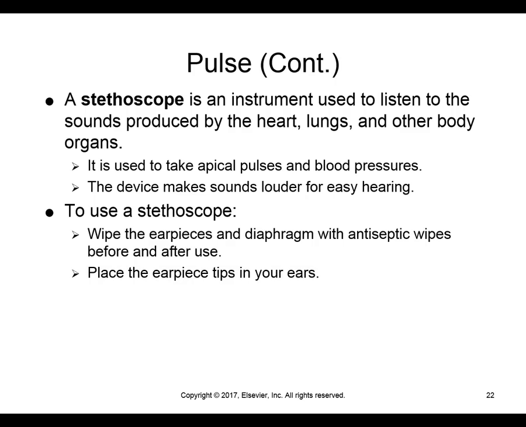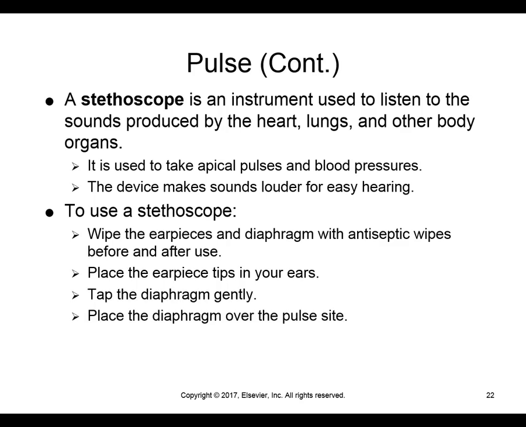You place the earpiece tips in your ear, and you tap the diaphragm gently to make sure that you are getting a good connection with the diaphragm. We will go over the diaphragm and the bell in just a second, the parts of the stethoscope. And then you place the diaphragm over the pulse site. You want to prevent any noise because, even though the diaphragm is right over the artery, any exterior noise will interfere with you being able to hear it.